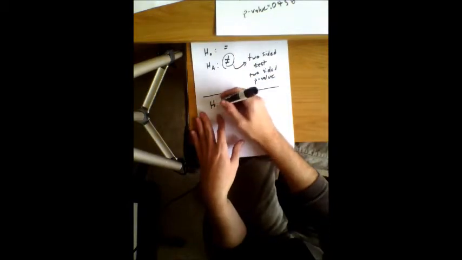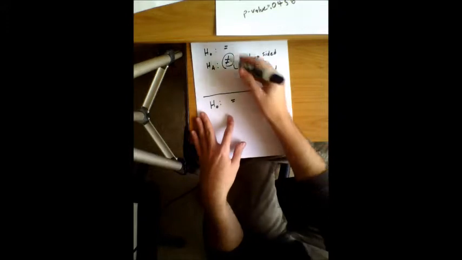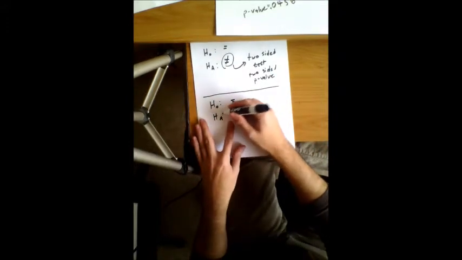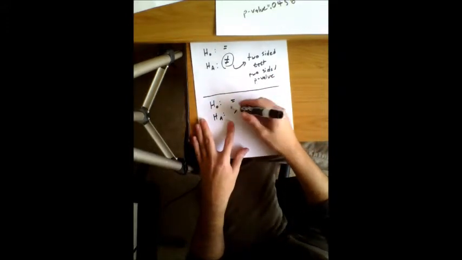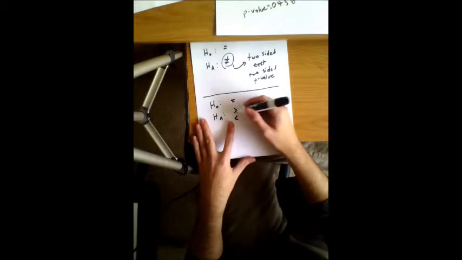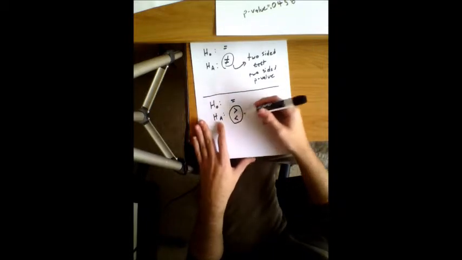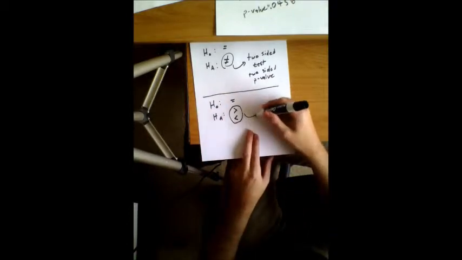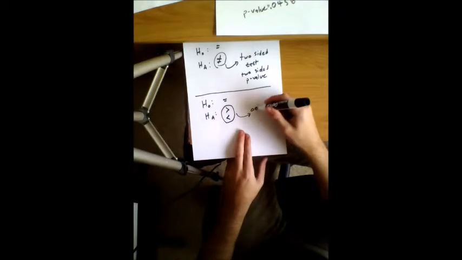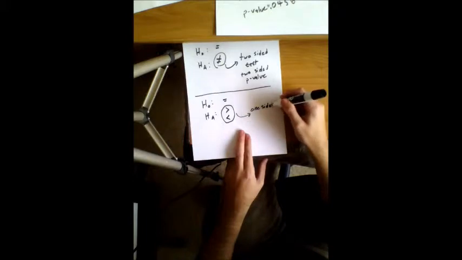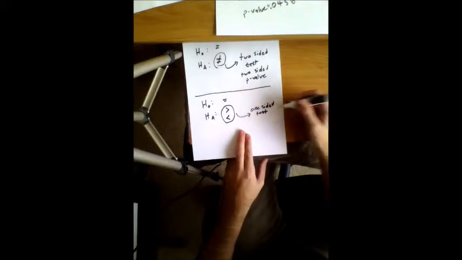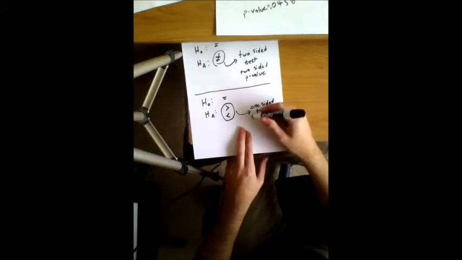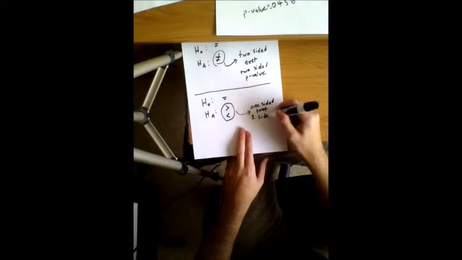Now, of course, the other option is that you're always going to have an equal sign here, but for HA we could have a greater than, or we could have a less than. If we have one of these, it means it's only to one side, and then we have a one-sided test, and thus a one-sided p-value.